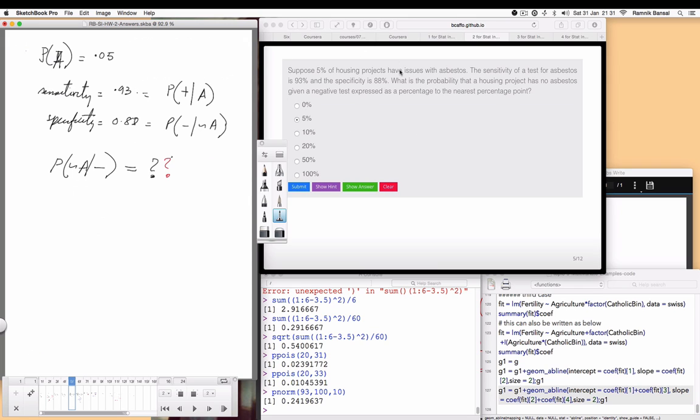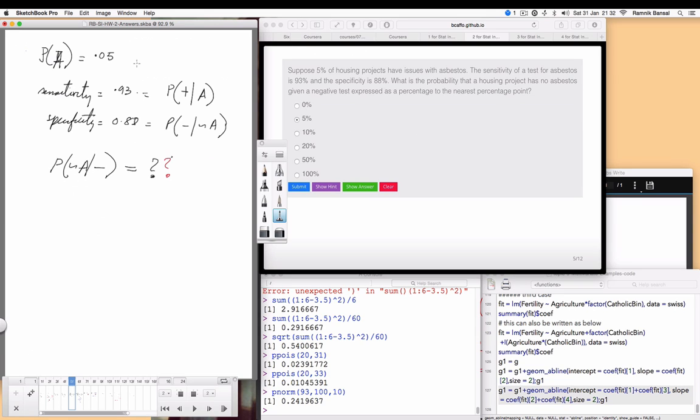So now the question here is, what is the probability that a housing project has no asbestos given a negative test, right? So basically, we have to find out what it is that we are interested in. Given that the test shows up negative, based on these values, what is the probability that in reality also the house doesn't have asbestos, right?